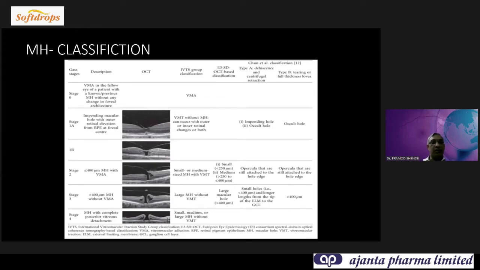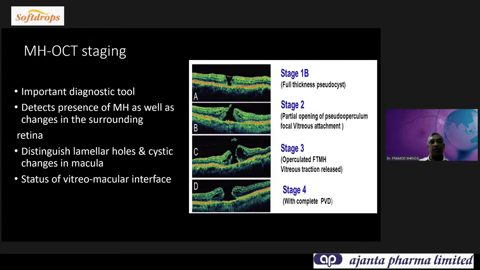This is just a typical classification of macular hole. Stage 0, where there is no macular hole, only vitreomacular adhesion. Stage 1A and B is basically an occult hole, which you can pick up on OCT, or you can see the yellow ring around. Stages 2, 3, 4 are full thickness macular holes, depending on size and whether PVD is present or not. OCT staging also has been done. Stage 1B typically shows a partial opening. Stage 3 is an operculated macular hole, and stage 4 is complete PVD.